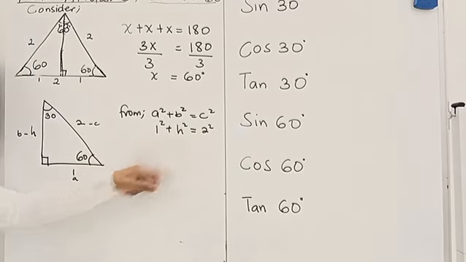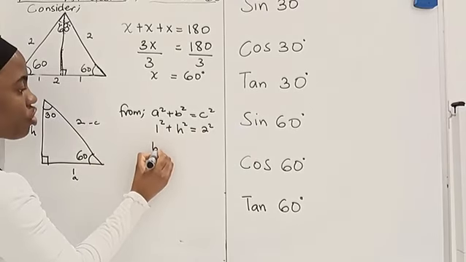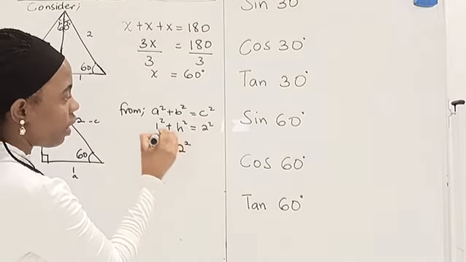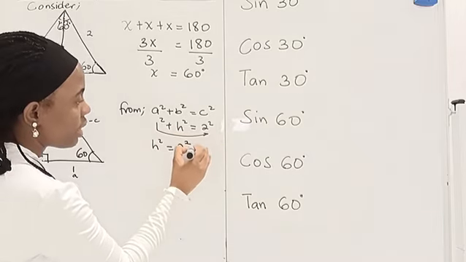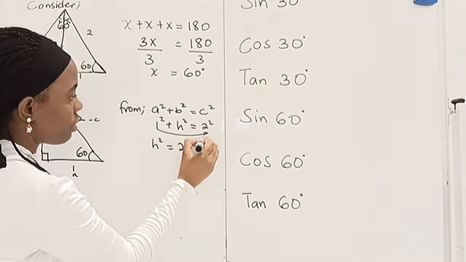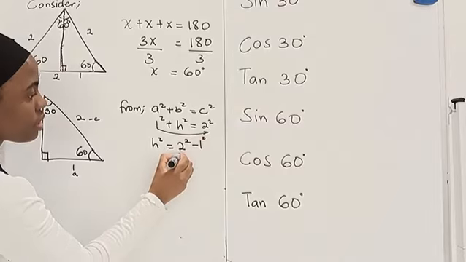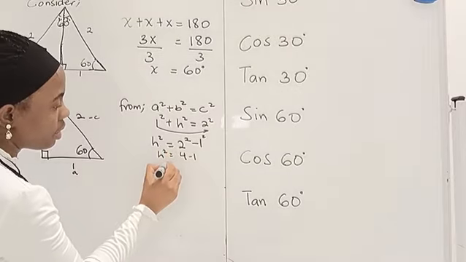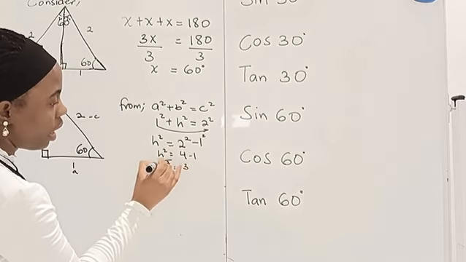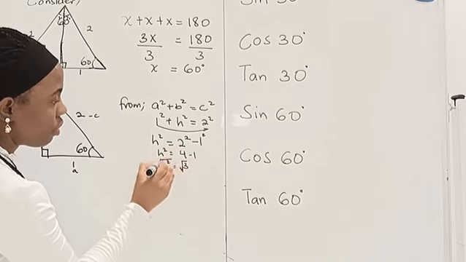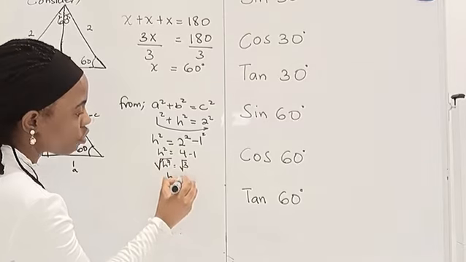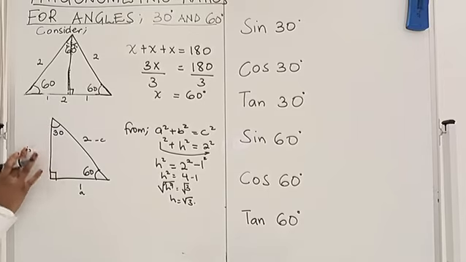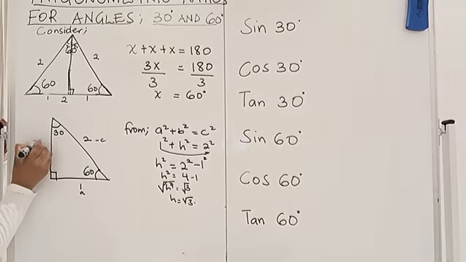Now let us make h the subject. H squared is equal to 2 squared. This one will move to the right hand side and it will change the sign to negative. 1 squared is 1, so this is going to be 4 minus 1 as our h squared, and h squared is going to be 3 under a root. So h is equal to root 3. I'm going to replace now h with root 3, okay?